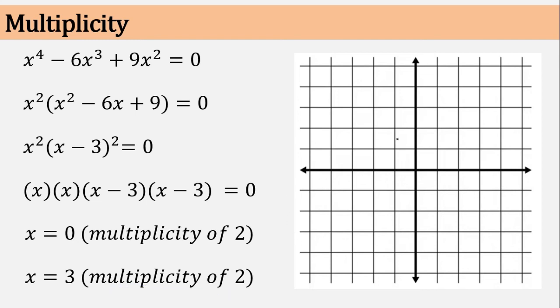So if we're going to plot this in a graph, we have 0. This is the point of 0. Okay, we'll mark it down. And (3, 0) here.